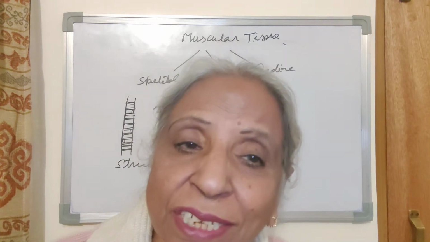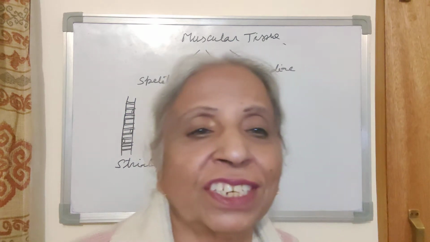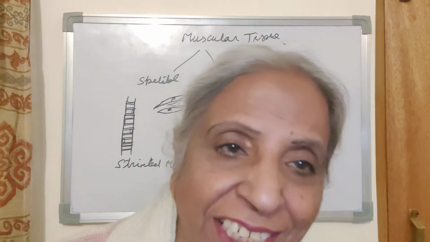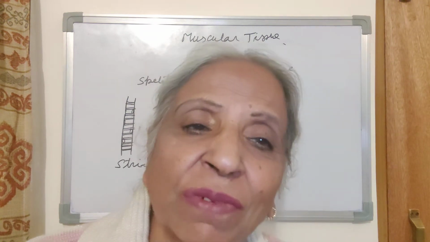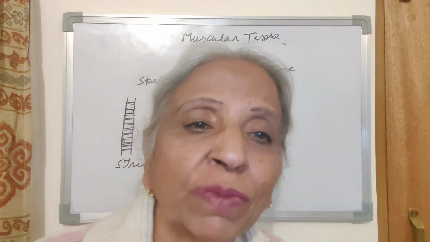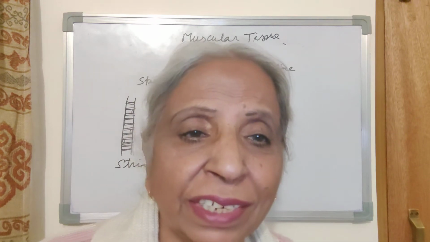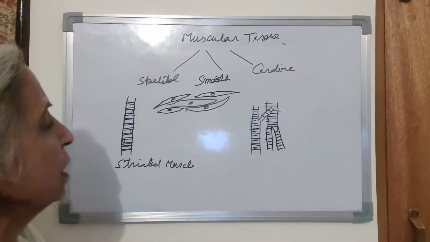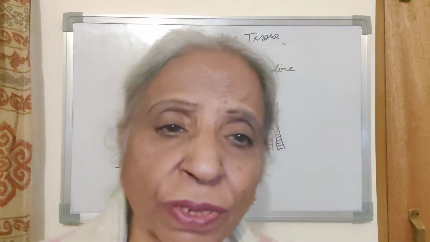So striated muscles have striations. They are multinucleate. They are voluntary in function. They only respond when we want. When we want to move, then they will contract and relax. They are called skeletal muscles because they are attached to the bones.